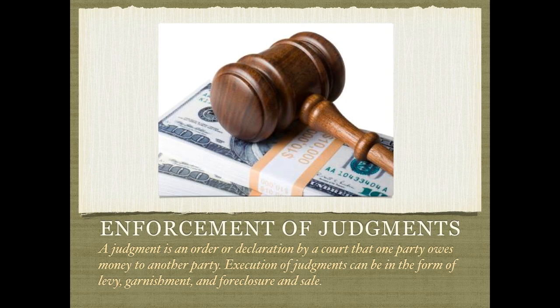So the execution of judgments can be in the form of levy, garnishment, and foreclosure and sale. Basically, they can come after my stuff. Garnishment, they can garnish my wages. I'm sure you've heard of that, which means part of my paycheck is going to go directly to grandma. They can foreclose upon my house. They can sell my stuff. This is how you can enforce judgments against people who owe money. And also it ruins your credit, which is outside of the enforcement. It's just an aside. So hopefully you don't have any judgments ordered against you.